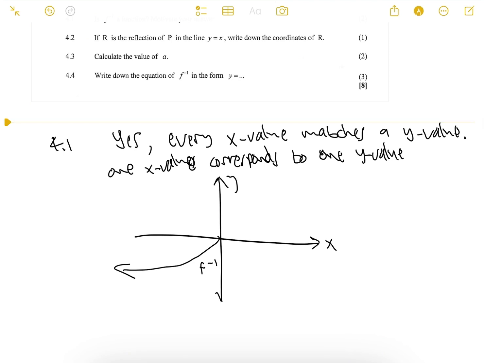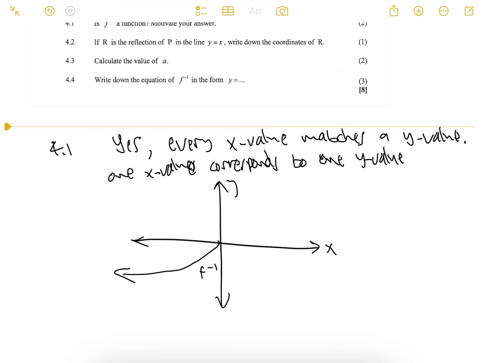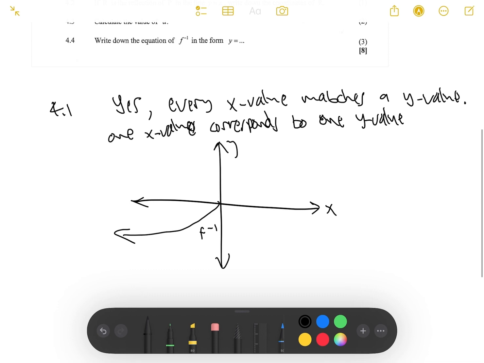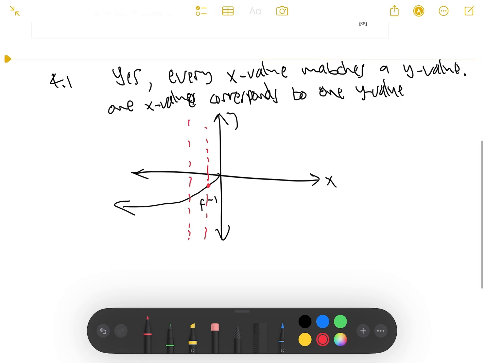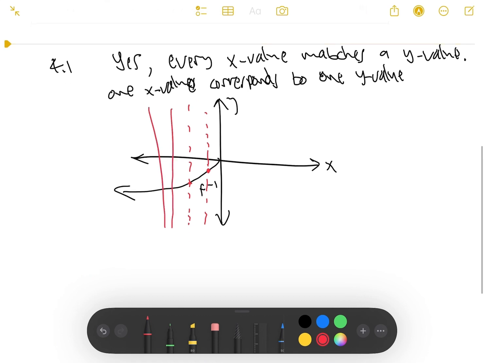As we can see here, when we use our vertical line test, what we notice is that there's only one y value for each x value. There's an x value here, and then one y value. And even here, one x value is to one y value at this point, and so on and so forth. So it also passes the vertical line test. So it is a function.